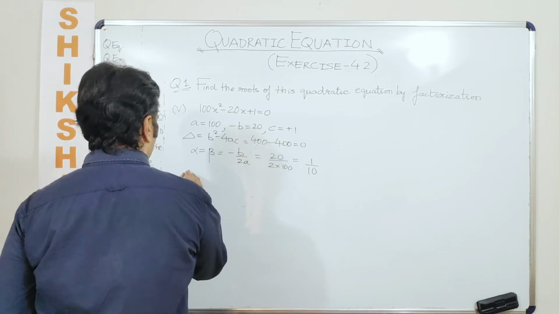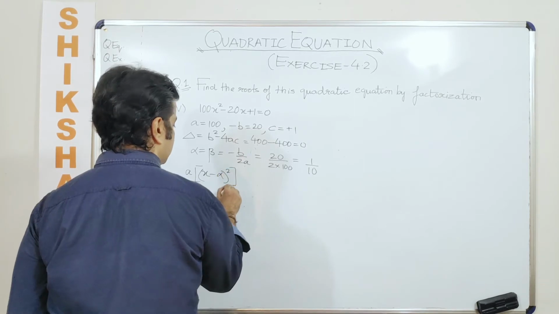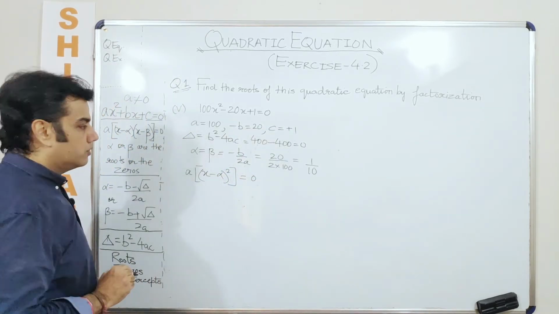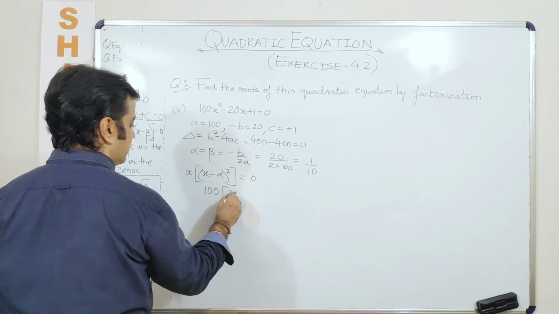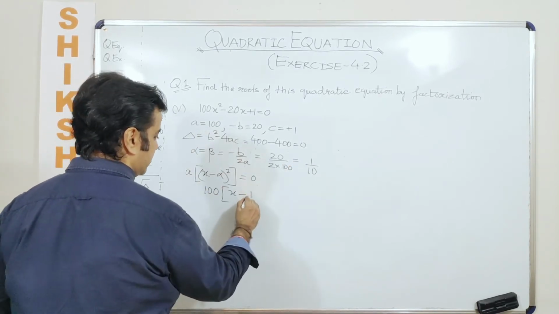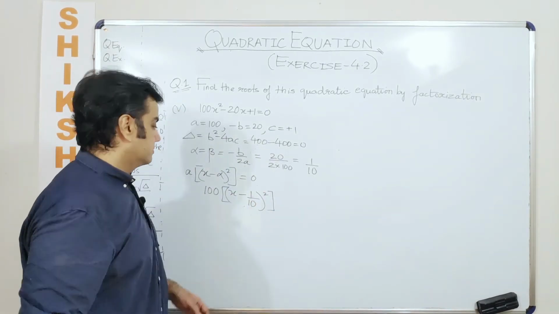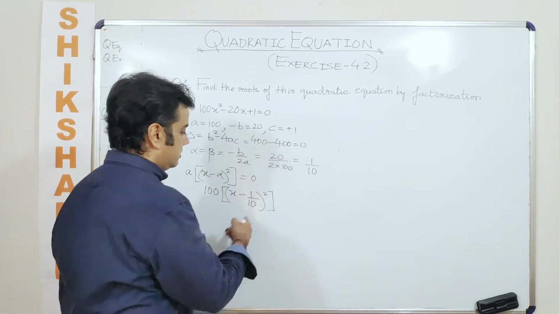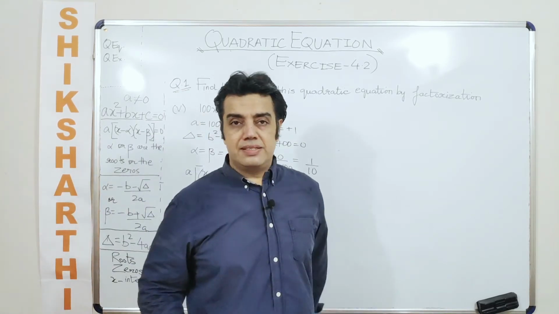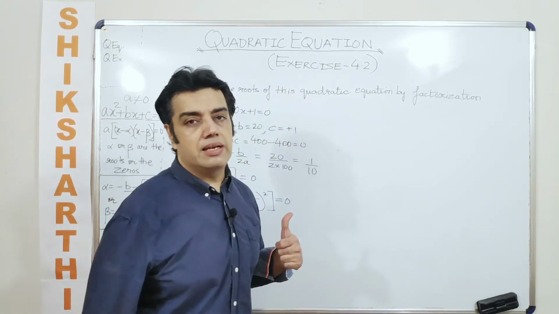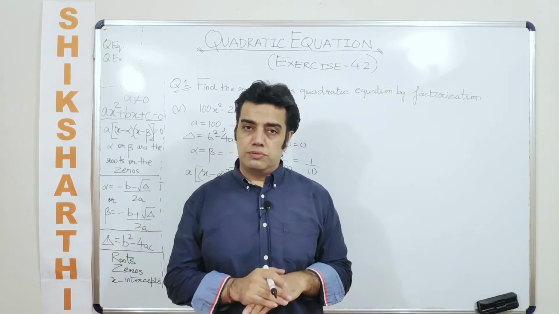So can I now say a times (x minus alpha) whole square is equal to 0? This is the way in which I would write the equation, since both the roots are equal. What is the value of a? The value of a here is 100, and x minus alpha becomes (x minus 1 by 10) whole square. So now this is simply a quadratic equation. The moment I equate it to 0, it is a quadratic equation, and we have solved this with the help of factorization, but here we are using the Sridharacharya rule.